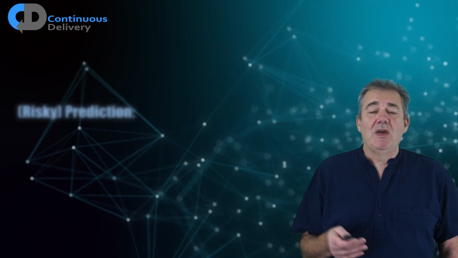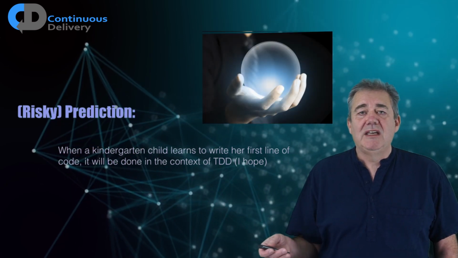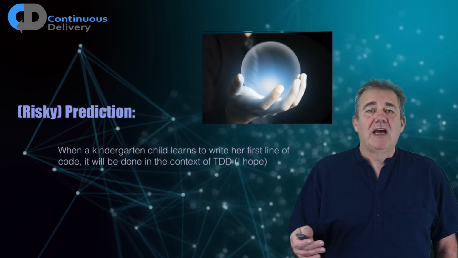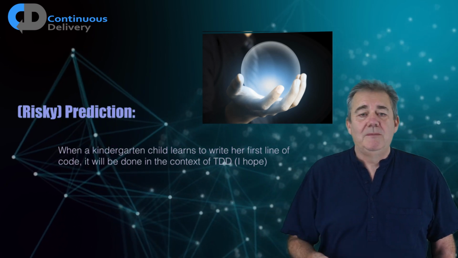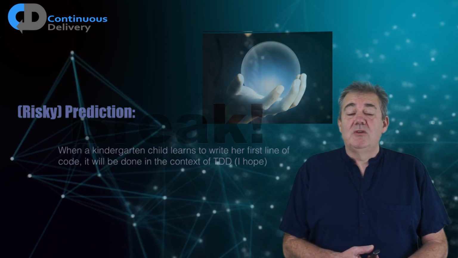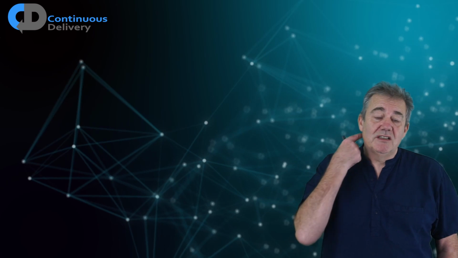My ambition is that when my granddaughter learns to program her first line of code in kindergarten, she learns that in the context of test-driven development, or whatever we call it by then. Some ideas are more durable than other ideas. So what are the ideas that we think might be valid in 100 years' time?